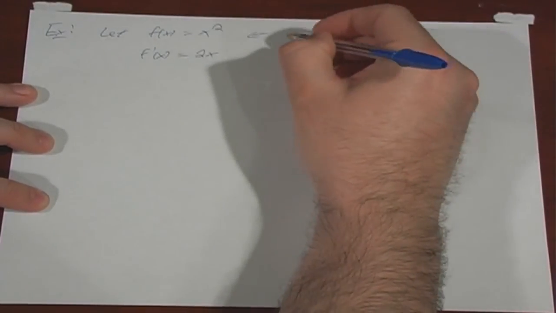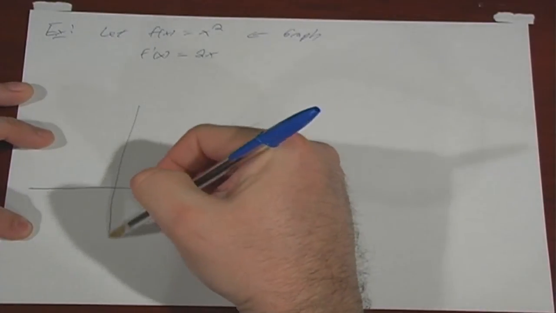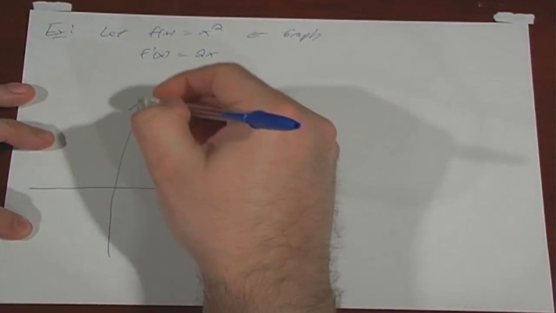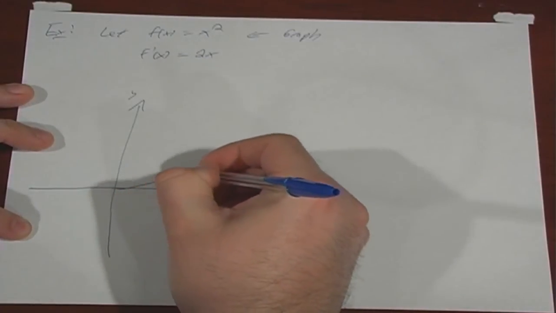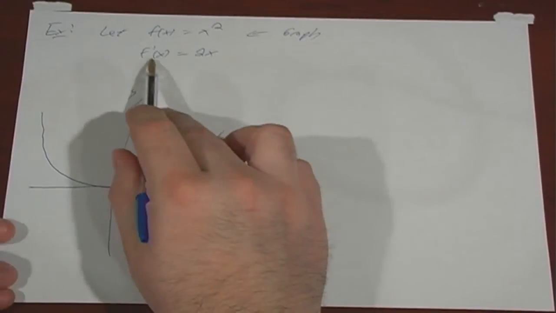So here's the function that's given. This is the one whose graph we care about. Let me go ahead and draw the graph here. So here's the graph of f. We all know what the graph of this one looks like. So it's a parabola, right? Something like that. Okay, and the derivative is this.